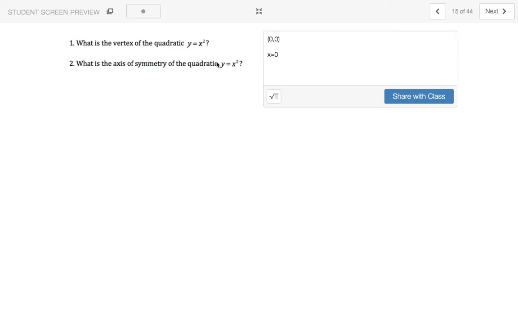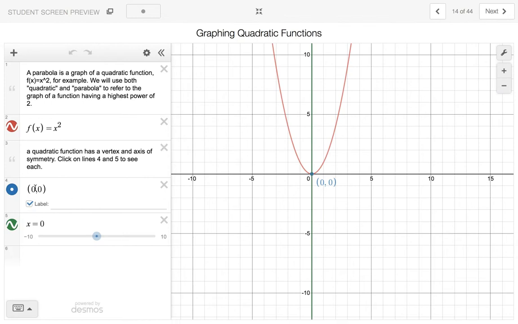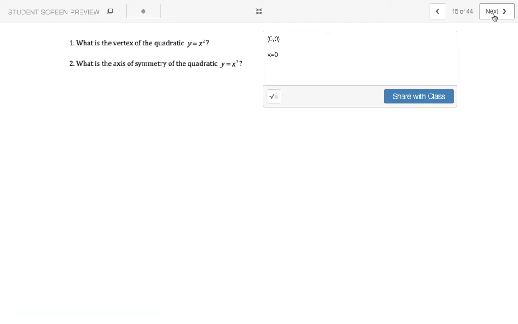Next slide. What is the vertex? 0, 0. What is the axis of symmetry? X equals 0. So on this slide back here, you could have seen that it was 0, 0 and use this slide to answer this slide.